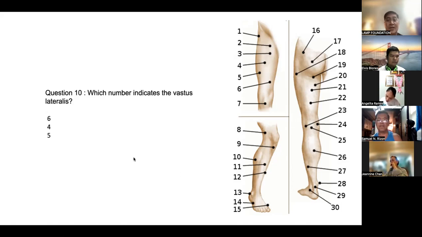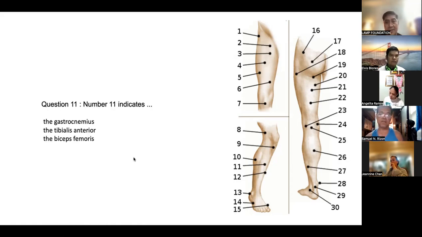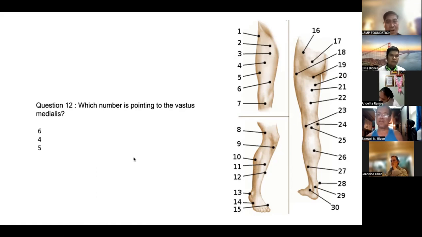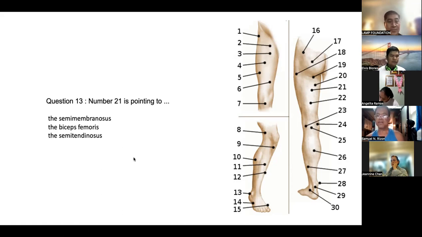What does number 10 indicate? Gastrocnemius. Which number indicates the vastus lateralis? 5. Number 11 indicates the? Tibialis anterior. Which number is pointing to the vastus medialis? 6. Number 21 is pointing to? The biceps femoris. No. Semitendinosus. Very good.